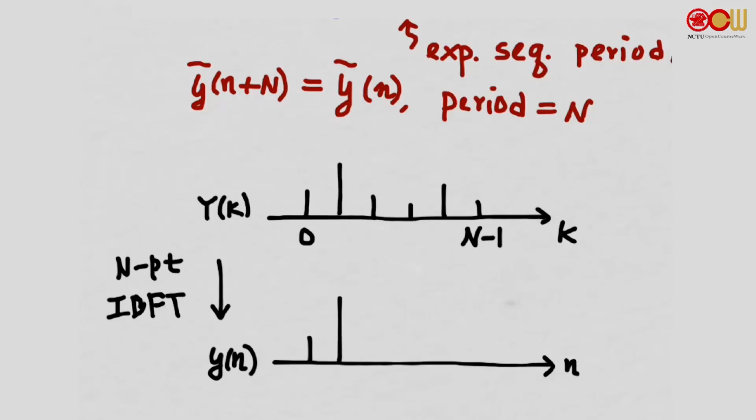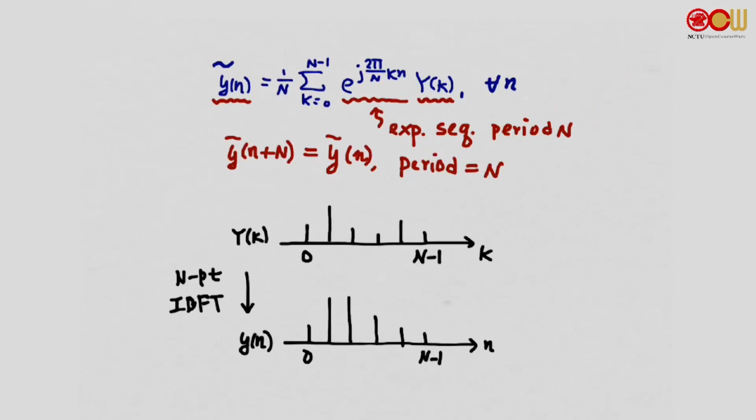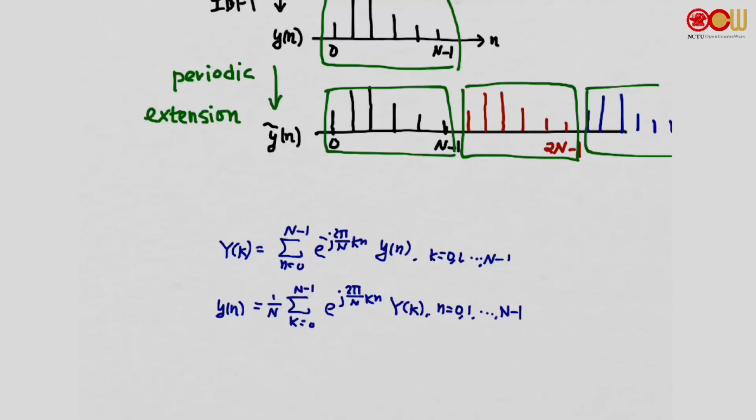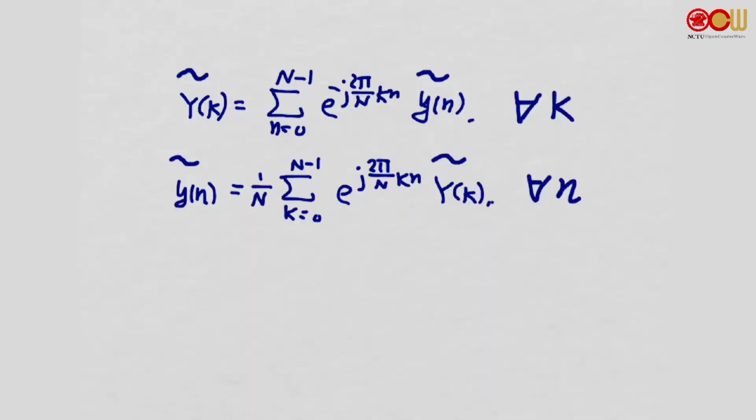Let's say this is how the sequence looks, also from 0 to n minus 1. If we evaluate the expression for all n, we get a periodic sequence y tilde n. Now this evaluation, k goes for all k, and instead of y n we can also put y tilde n. We can compute y tilde n from y tilde k, k from 0 to n minus 1, and this is for all n. We still haven't talked about the connection with the discrete Fourier series, right?